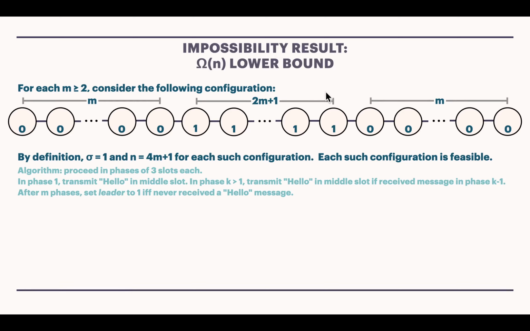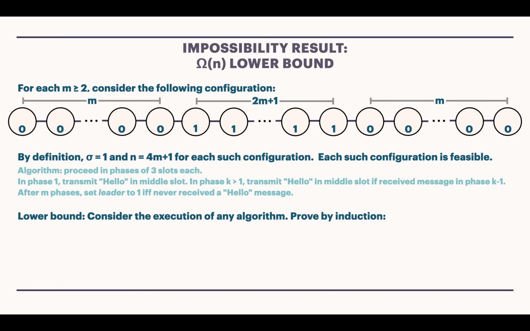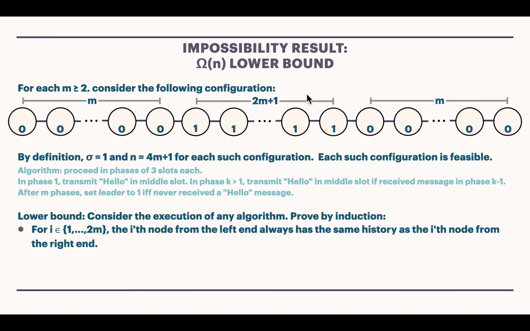To prove the lower bound, there are 2 results you can prove by induction about symmetry in this network. The first is thinking about the ith node starting from the left end and the ith node starting from the right end. Those 2 nodes are always going to have the same history no matter what time slot you think about. Essentially there's an axis of symmetry going down the middle of this network. Also, if your algorithm has been executing for t rounds, you could prove that there's a segment in the middle of the network where all nodes have the same history. The number of nodes in the middle, 2m plus 1 minus 2t, will all have the same history.